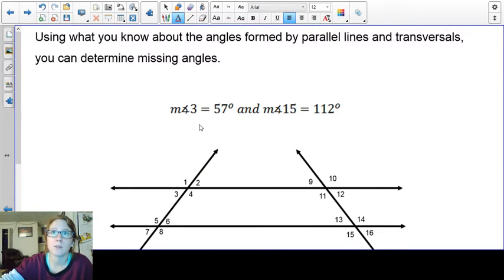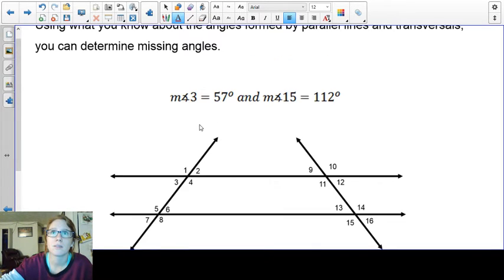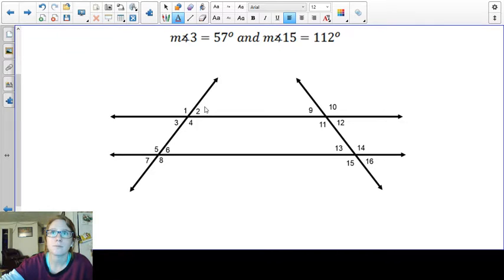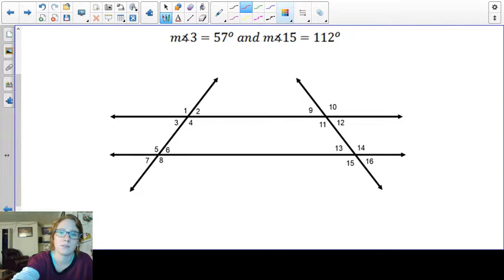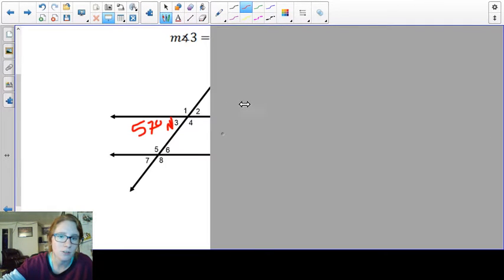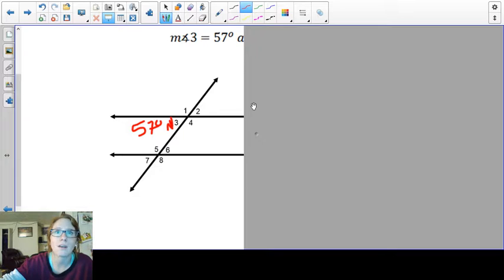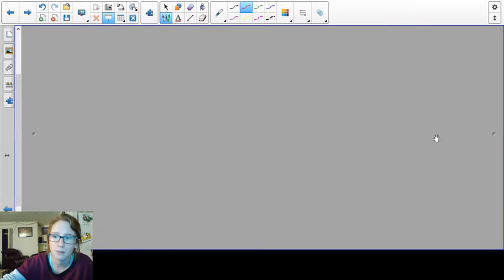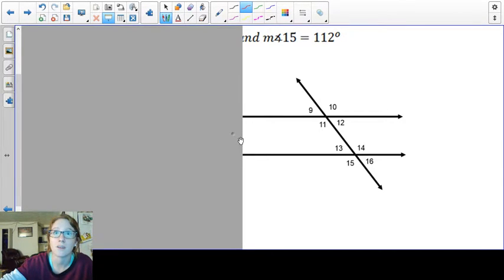Okay, so let's take a look at what we just learned to determine all of the rest of the missing angles. I'm told that angle 3, which is over here, is 57 degrees. Now, when I do these different problems, I am essentially saying that this side of my parallel with the transversal has nothing to do with this side of the parallel.